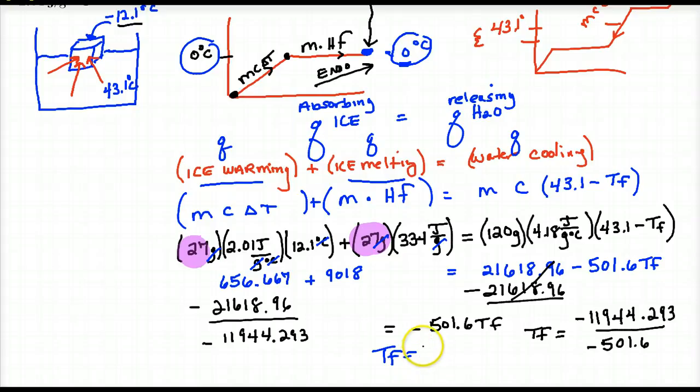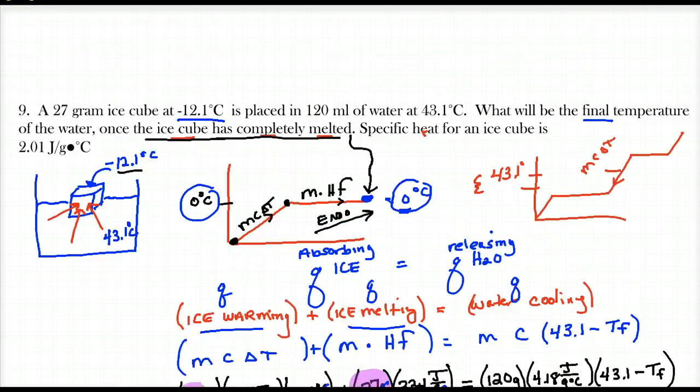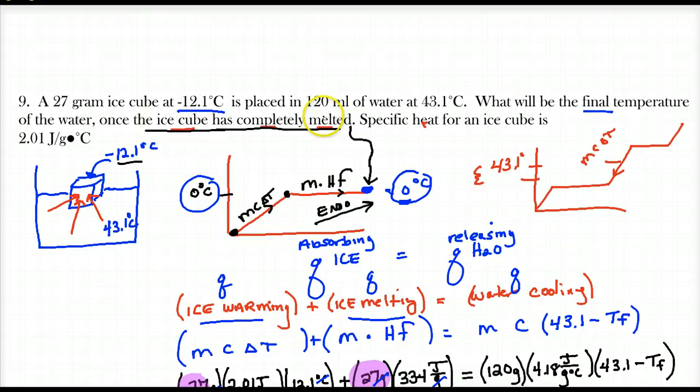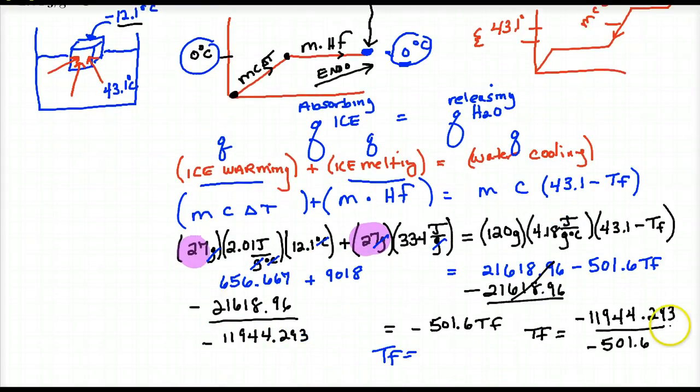23.8. Okay, looking at my sig figs, looks like 2 sig figs. That became 120 grams, right? Density of water is 1, so it looks like 2 is my limiting factor. So my 23.8 becomes 24 degrees Celsius as my final temperature.